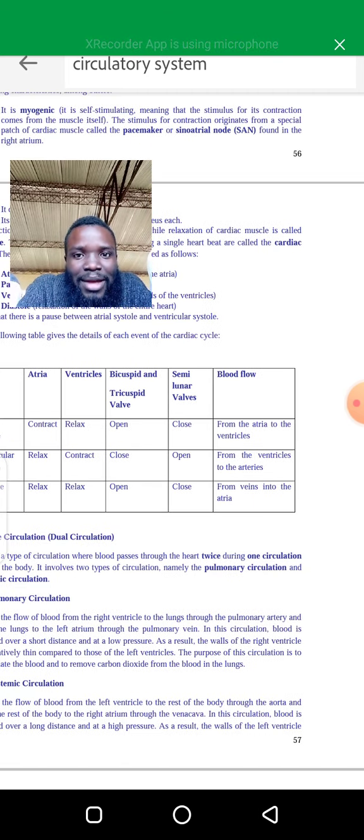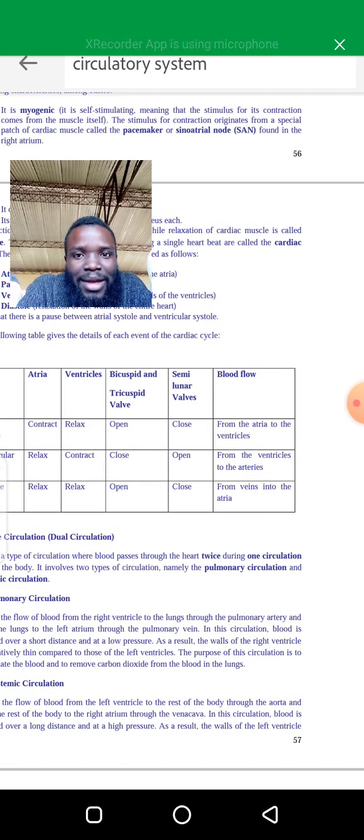Yes. What happens when we have diastole? Diastole, the event in the atria: the atria do what? Relax. The ventricles do what? Also relax. And the bicuspid as well as the tricuspid open up, and the semilunar valves, what do they do? They close. And then what happens to the flow of blood? Blood flows from the vein into the what? The atria. The aorta. Yeah, it has to be the aorta. So it flows from the vein into the aorta.